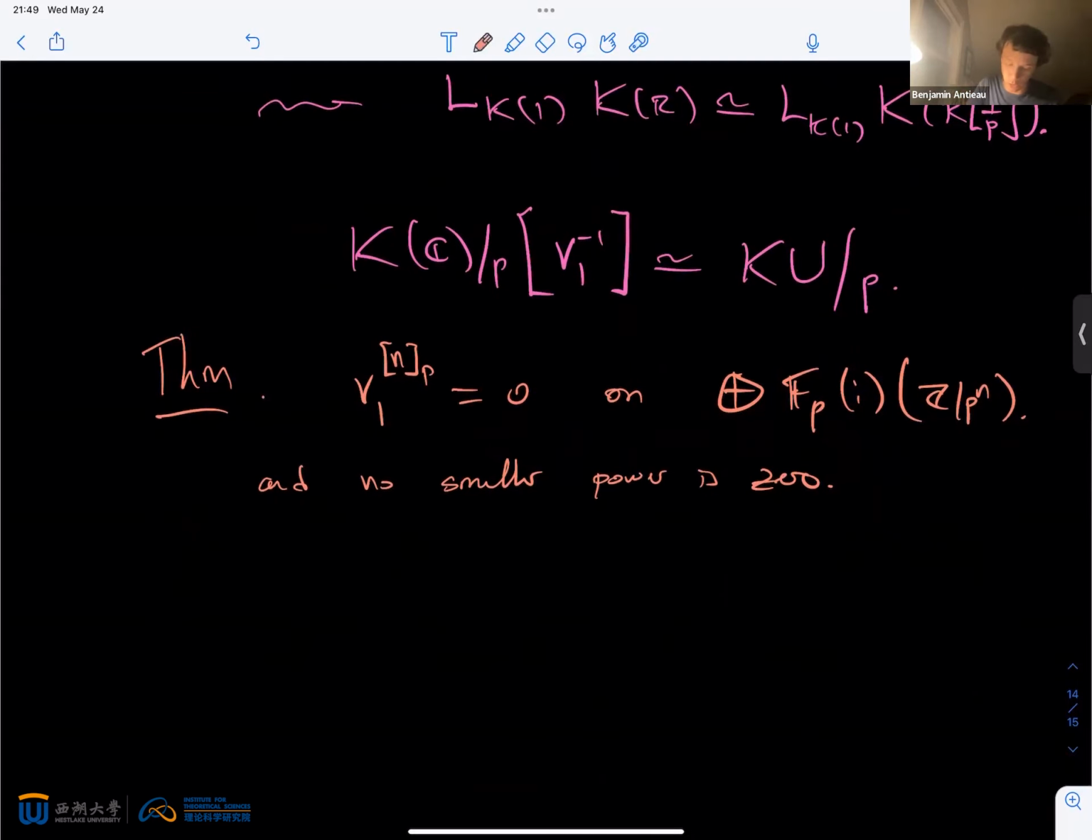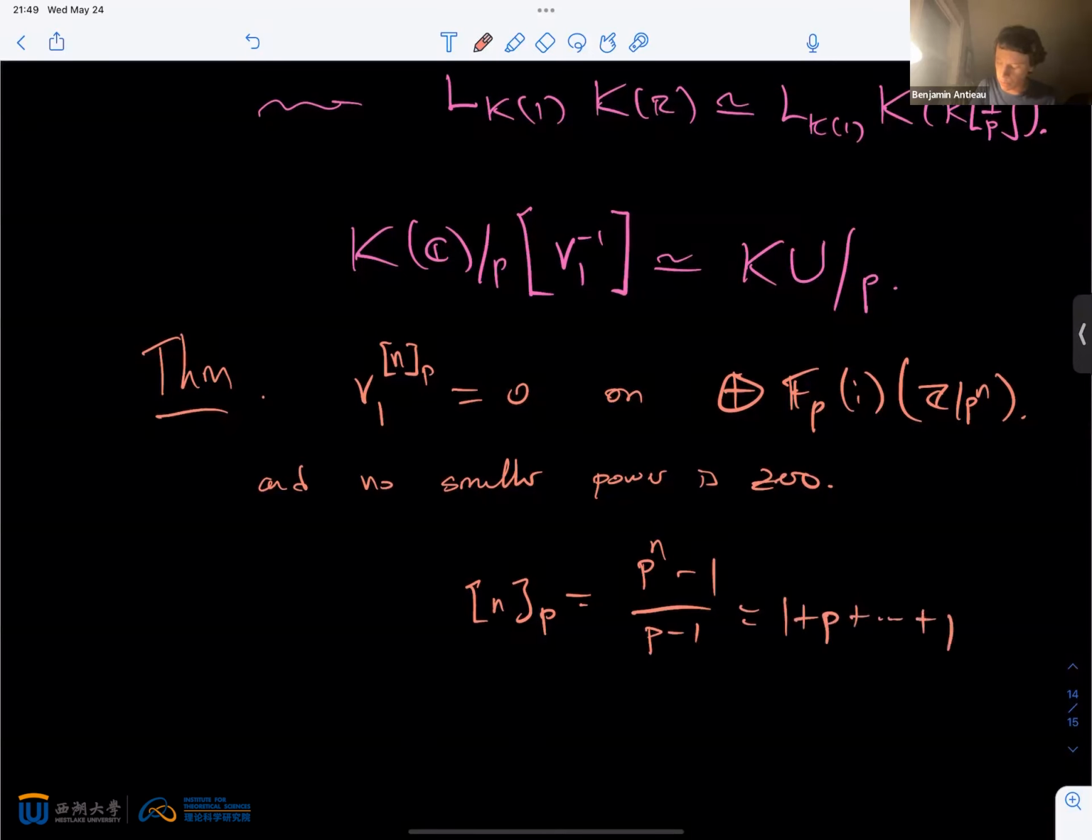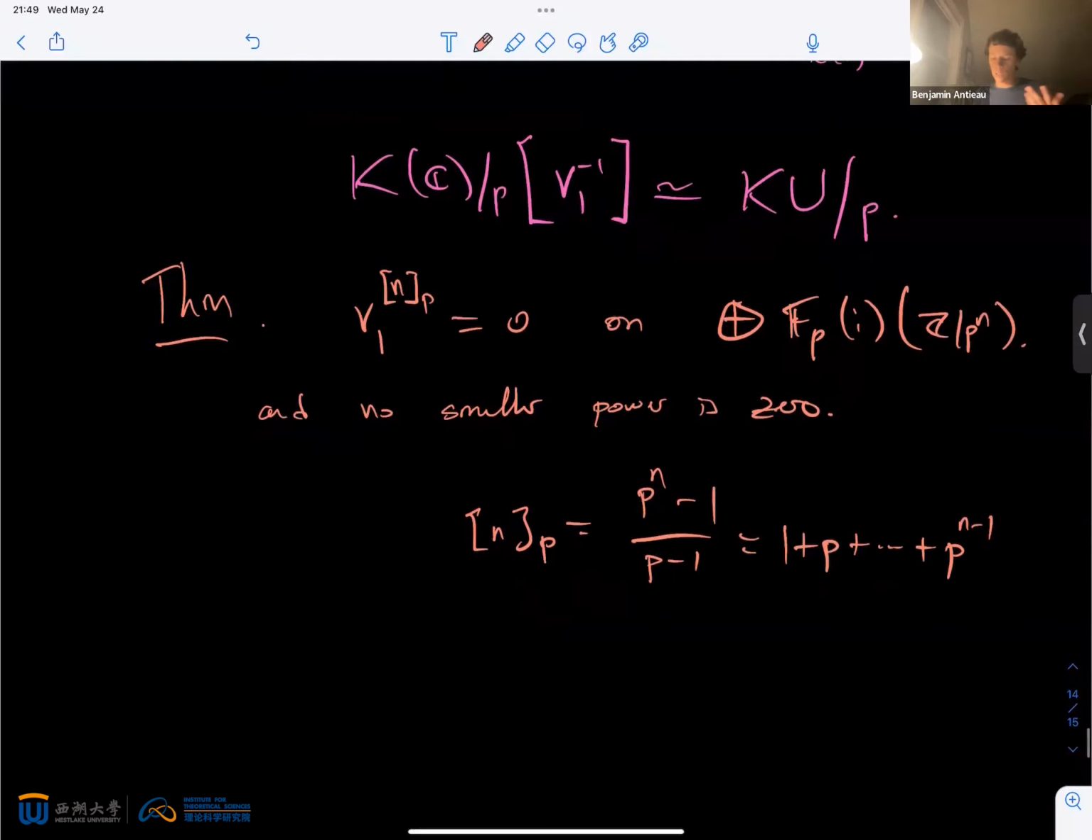And what is this weird number, this p-analog of n? This is (p^n minus 1) over (p minus 1), also known as 1 plus p plus up to p^(n minus 1). Why is it called a p-analog of n? Well, if you set p to be 1, you get the number n. And so the theorem is that exactly this power is what you need to get the 0 operator, and no smaller will do on the associated graded. And I'd probably better stop there. So thanks for listening.